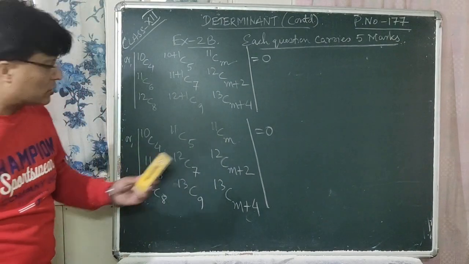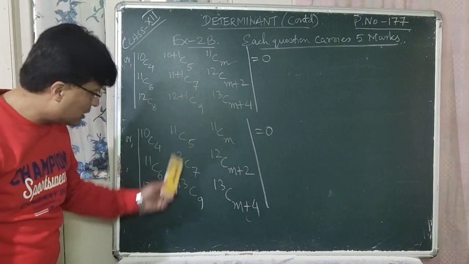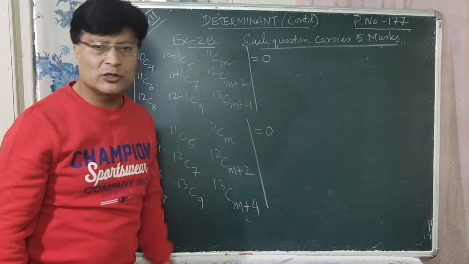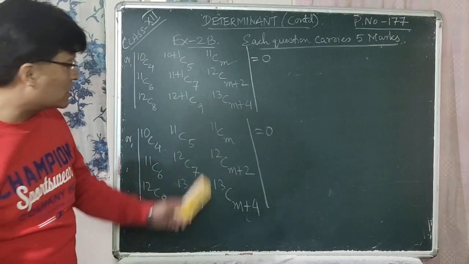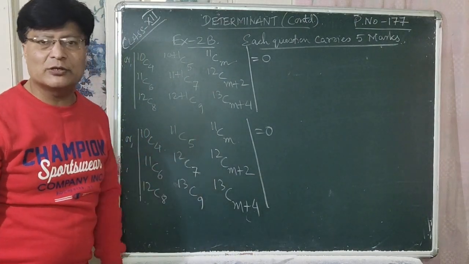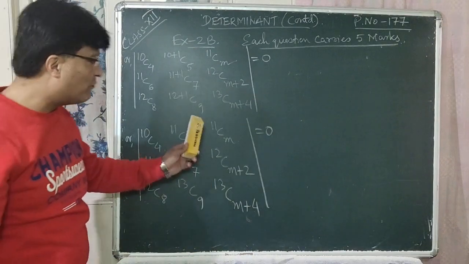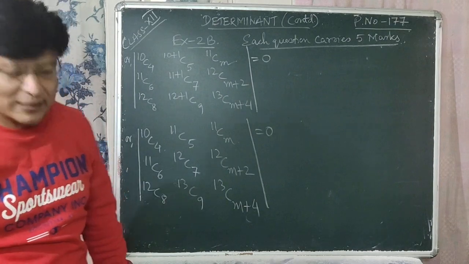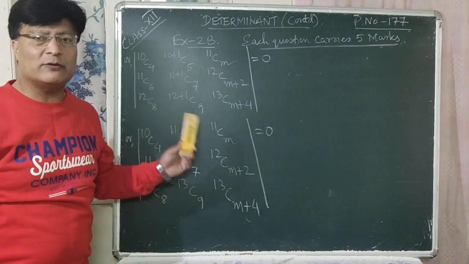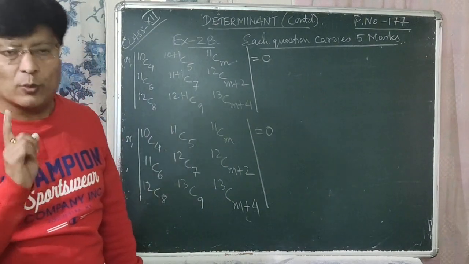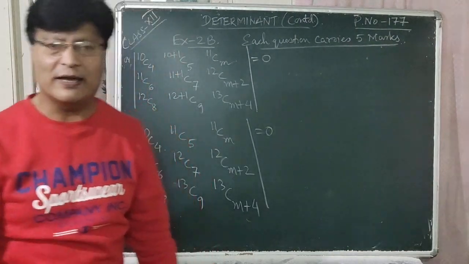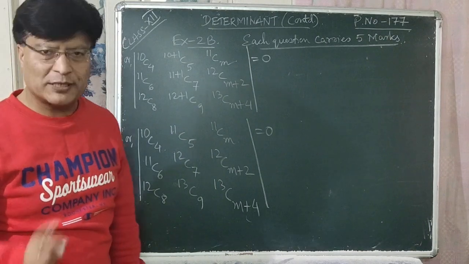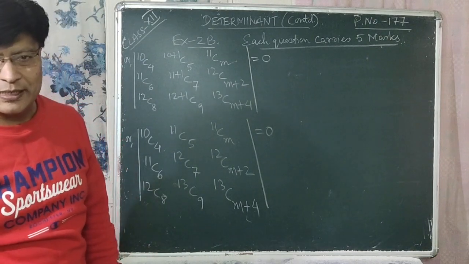If you substitute m is equal to 5, then these two columns will be identical. That is, the value of this determinant is 0. So this equation is satisfied when m is equal to 5. If you put m is equal to 5, these two columns are identical and the value of the determinant is 0. So what is the value for m? m is equal to 5. Okay, so this type of question you may get in the objective type, multiple choice question, right?